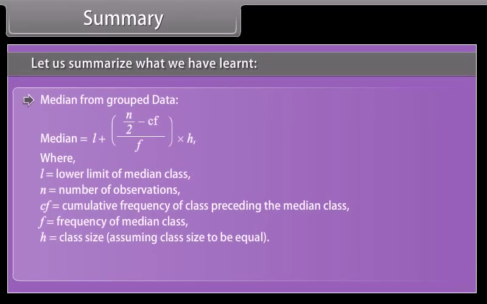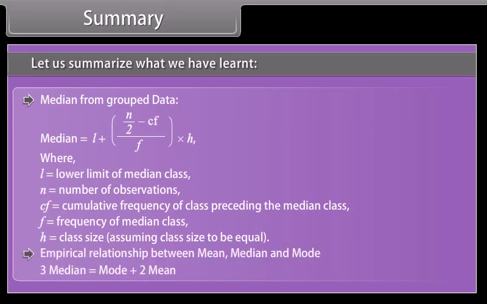Median from grouped data. L plus n by 2 minus CF, that is divided by f and multiplied by h, where L is equal to the lower limit of the median class, n is equal to the number of observations, CF is equal to the cumulative frequency of the class preceding the median class, f is equal to the frequency of the median class, h equals class size assuming class size to be equal.